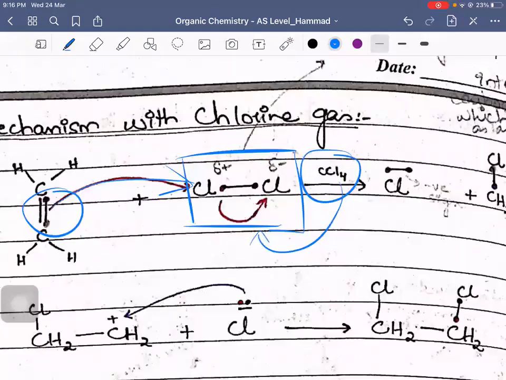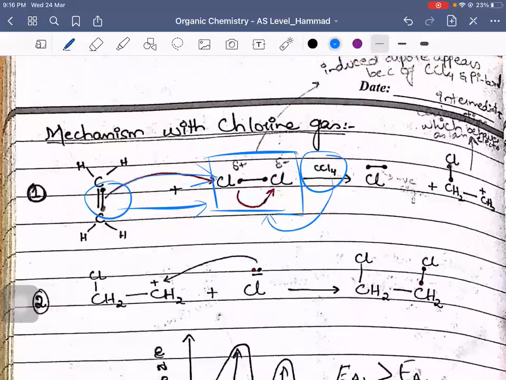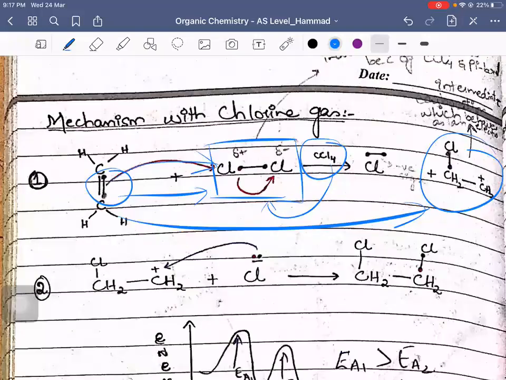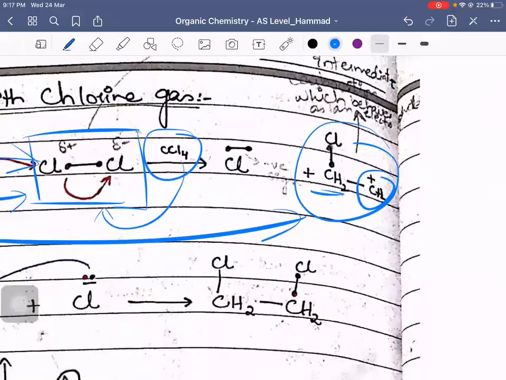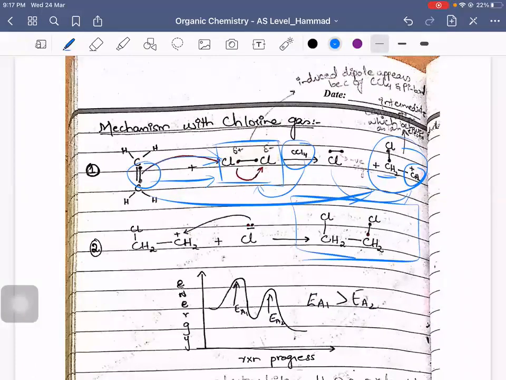So when the double bond attacks one of the chlorine atoms, the positive gets bonded and thereby breaks the double bond. As soon as the double bond breaks, this carbon has all of its four bonds satisfied, whereas this one has one bond missing, and therefore will attract the chlorine having the negative charge, and therefore you get 1,2-dichloroethane.